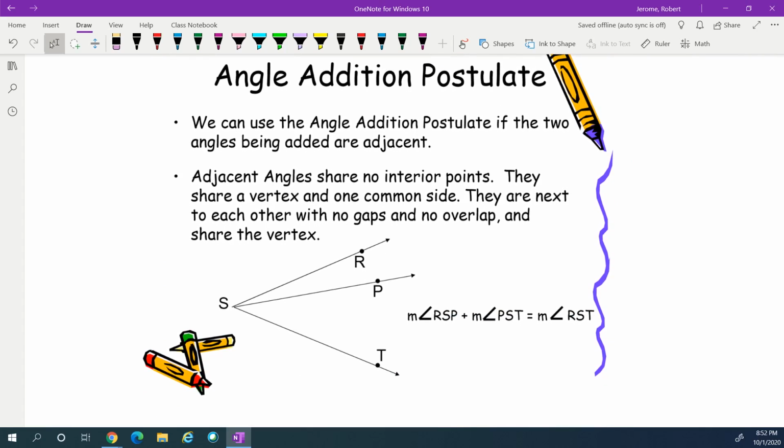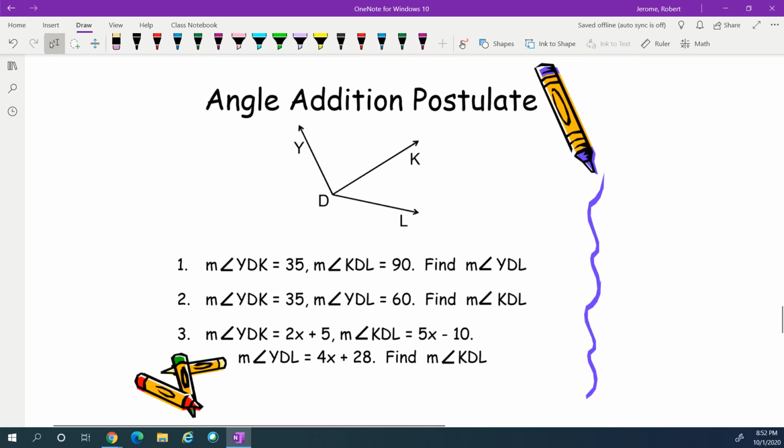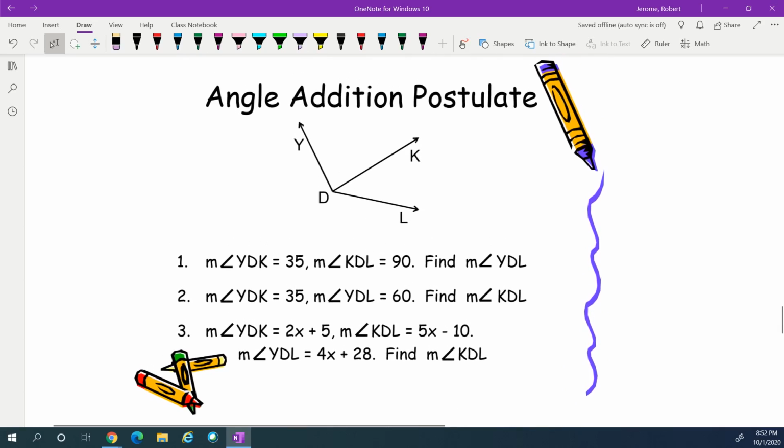Okay. So again, we can use that angle addition postulate whenever the angles are adjacent, meaning they're right next to each other. They have to share the vertex and the line that separates them. One angle goes out that way, the other one goes out that way. And together, we can add their totals. That's all this means. So let's look at the angle addition postulate being used here.